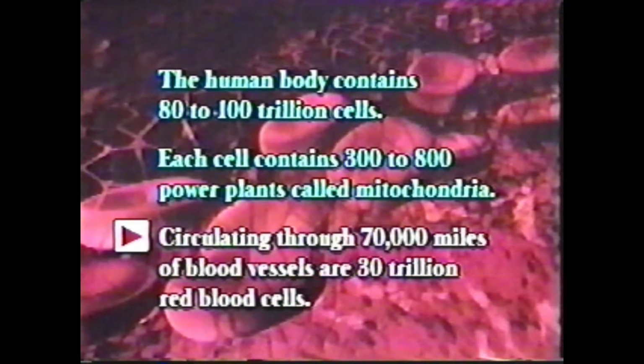Circulating through 70,000 miles of blood vessels are 30 trillion red blood cells. A normal, healthy human has to produce 15 million red blood cells per second to replace the same number of red blood cells that die each second. That's an astounding turnover rate of nearly 900 million red blood cells per hour.